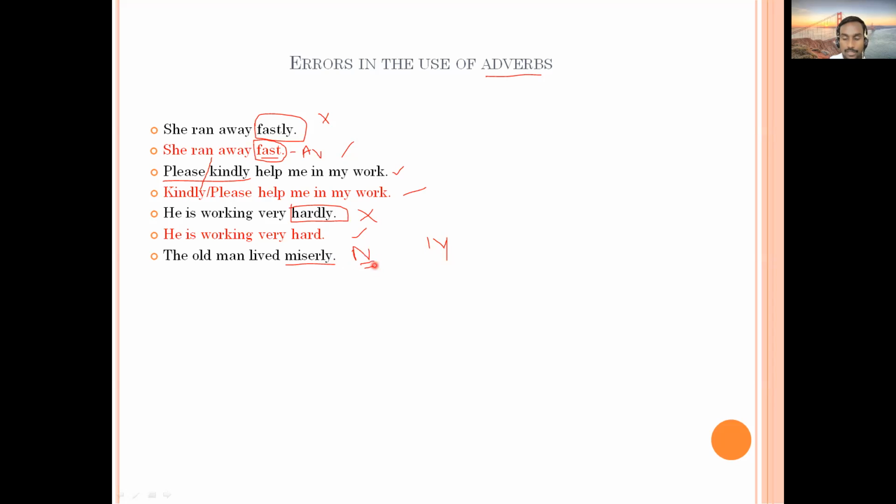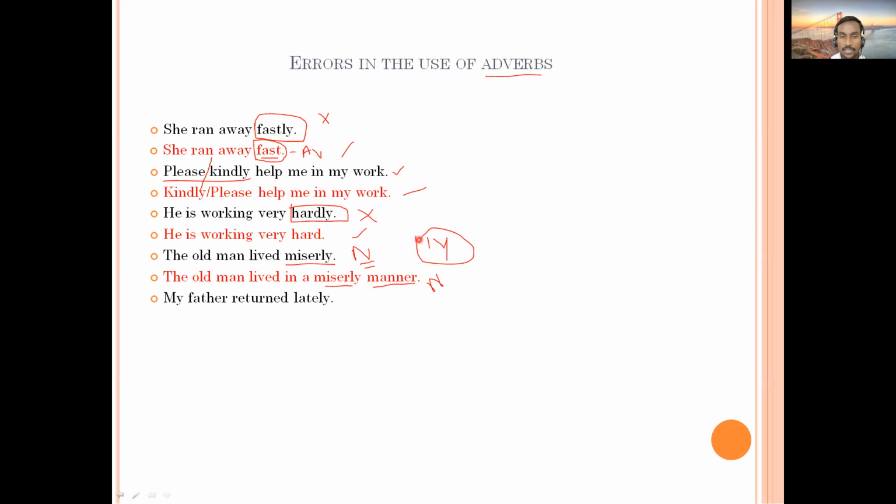Therefore you can correct this sentence like this: the old man lived in a miserly manner. So we used one noun, manner, and with this noun we use the adjective miserly. Again, you can refer to the dictionary and check. Miserly is an adjective, not an adverb, though it has the ly suffix.